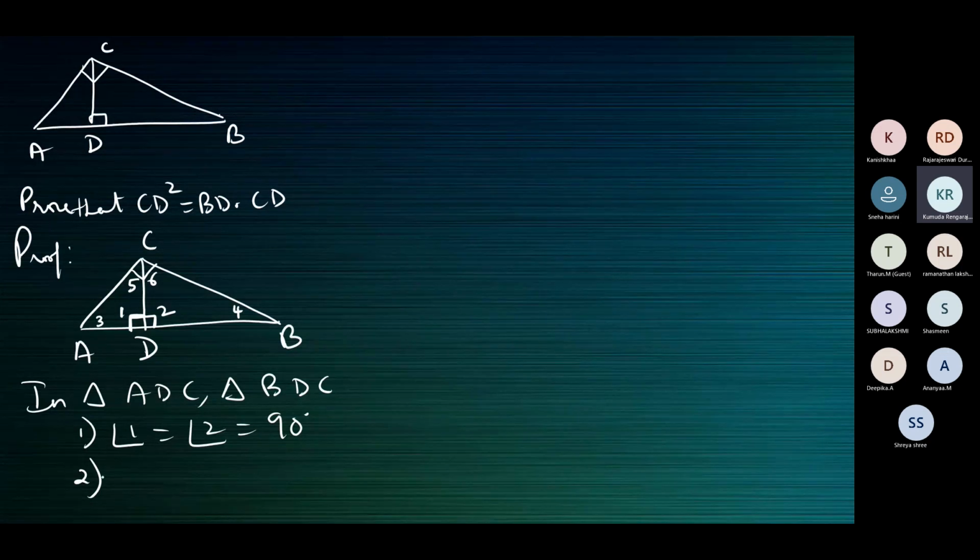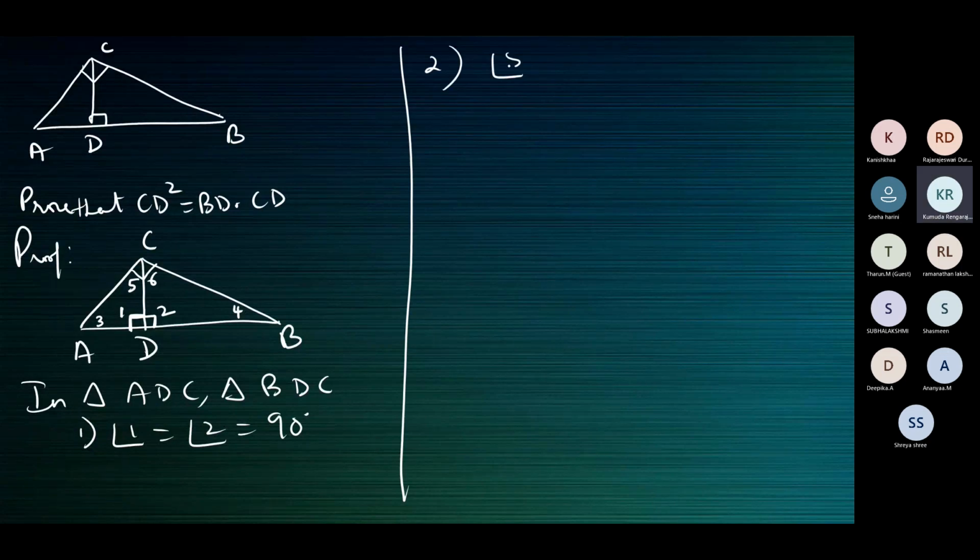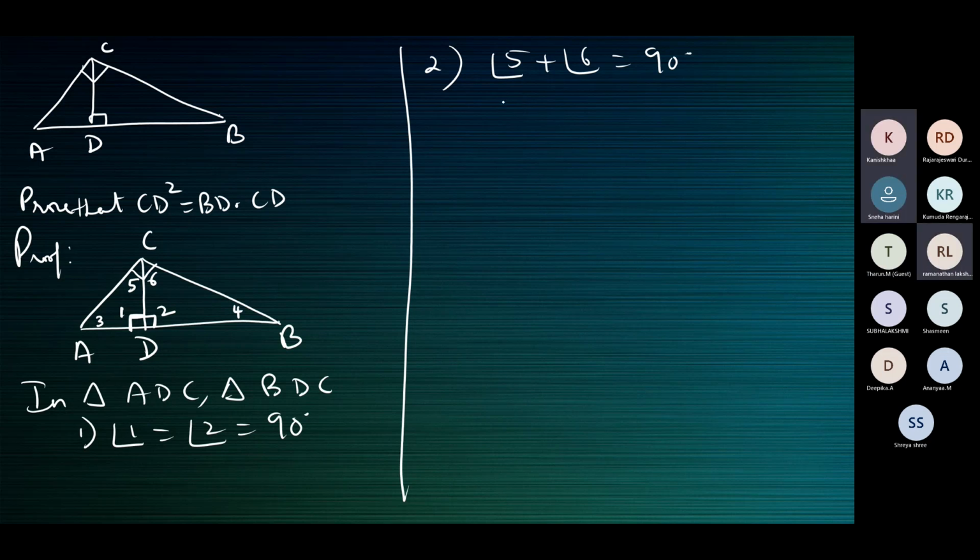Okay, now let's write all the results we can get from these two triangles. Just continue here. I'm continuing here, children. Now, is this correct, children? Angle 5 plus 6 is 90. Am I right? Say yes or no. Yes, ma'am.